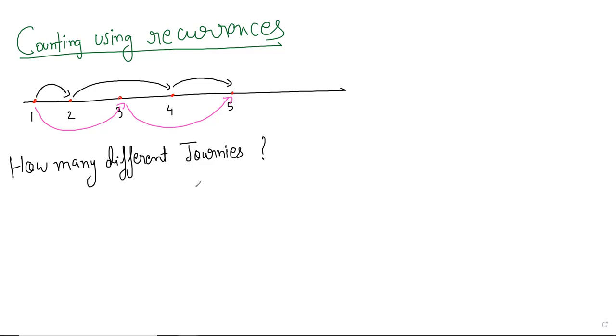Sir, can we use like 2 steps, 1 step, and can we use like directly from 1 to 5? No. So that's the rule, is that you can only use 2 steps or 1 steps, not 3 steps, not 4 steps.